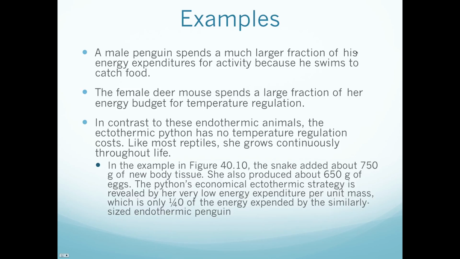Okay, so just in summary, a male penguin spends a much larger fraction of its energy for activity because they have to swim to catch food. Female deer mouse spends a large fraction of the energy for temperature regulation because it's so small. And then if you look at the ectotherm, the python doesn't really have a whole lot of temperature regulation costs because of the environment. And it grows continuously through its life by shedding its skin, growing inside, shedding its skin. Okay, so just another example of the last slide.